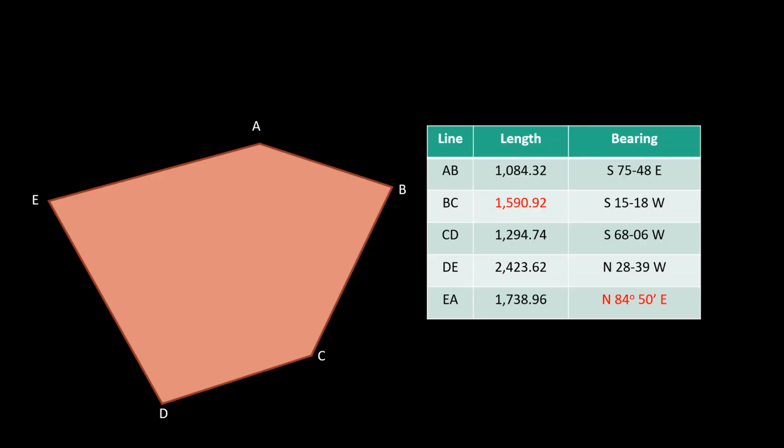We now have the completed tabulation of the lengths and bearings of the traverse lines.